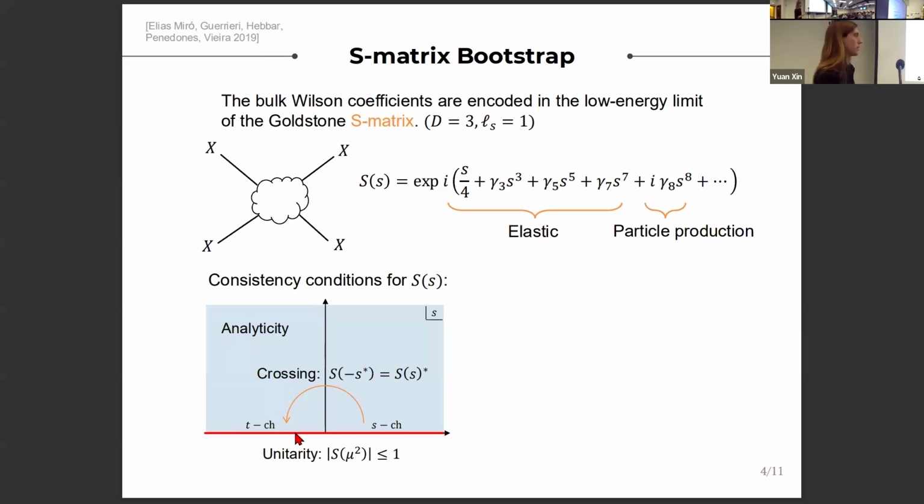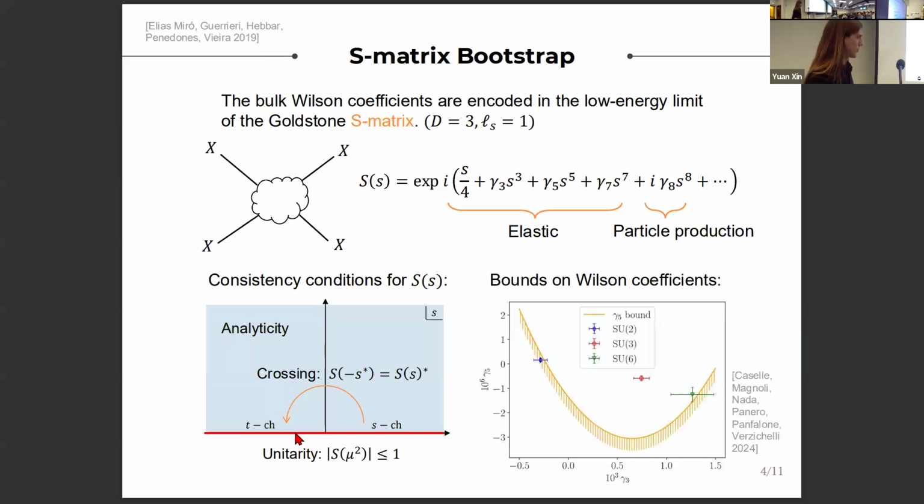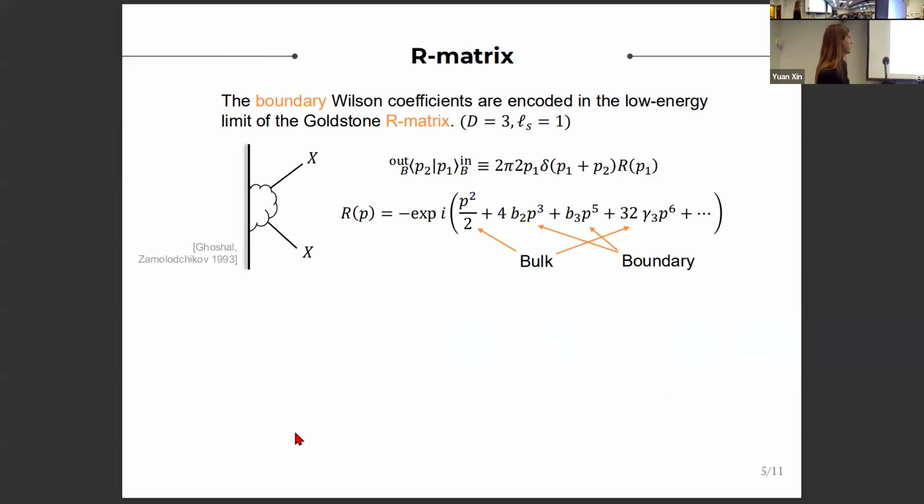So I won't get into the details of how that's done, but I'm just going to copy the results here from this paper. The bounds were first derived in this paper, but here they nicely contrasted it with data. And you see that the bootstrap bounds tell you have to be above this orange curve. And indeed, the lattice points agree with that. So the goal is to try to repeat the same thing, but for the boundary coefficients.